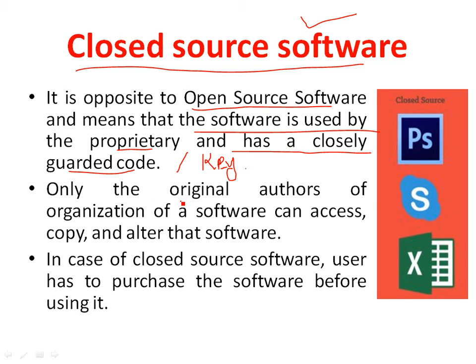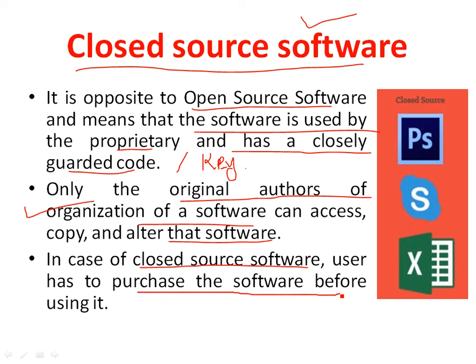Only the original author or organization of the software can access, copy and alter this software as per their convenience, and it does not allow third party access. So in the case of closed source software, the user has to purchase the software before using it, and it is often costly. Nowadays students prefer and use open source software because it gives them more opportunity to learn.